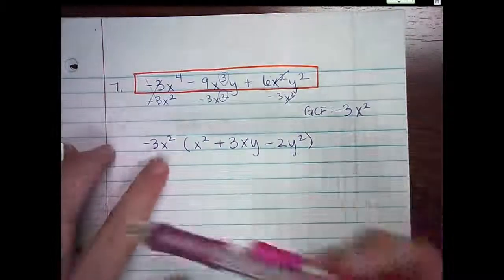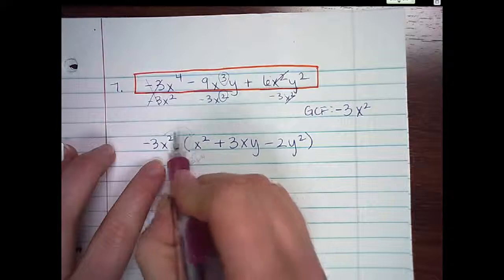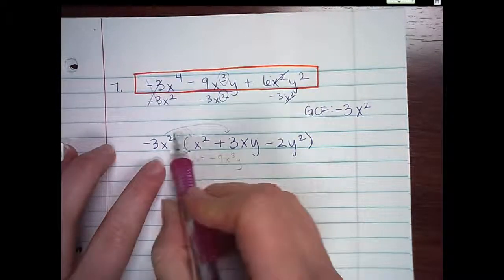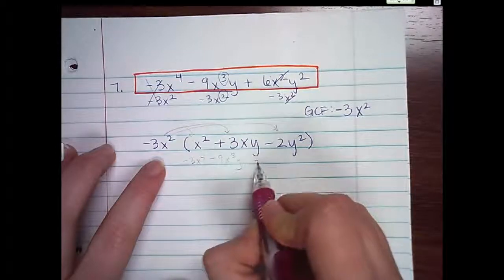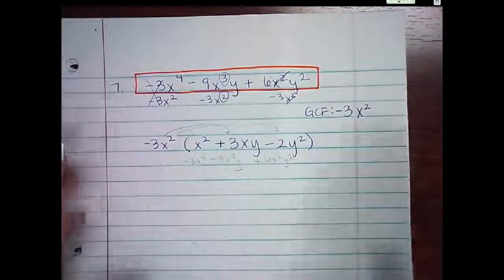And let's just double check that. When I distribute here, I get negative 3x to the fourth minus 9x cubed y plus 6x squared y squared. So that way we check to make sure that everything matches.